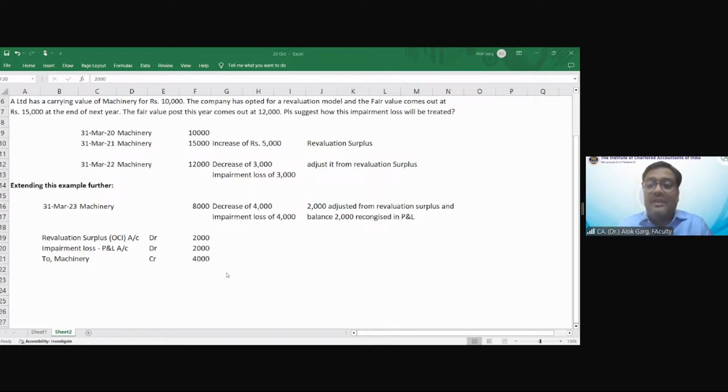But if you are following a revaluation model, you need to check whether revaluation surplus exists. If it exists, then any impairment to the extent of the revaluation surplus is adjusted from revaluation surplus. If the impairment is more than the available revaluation surplus, then the balance will go to P&L. As simple as that. Correct? Perfectly fine. Shall I move on to the next concepts, guys?